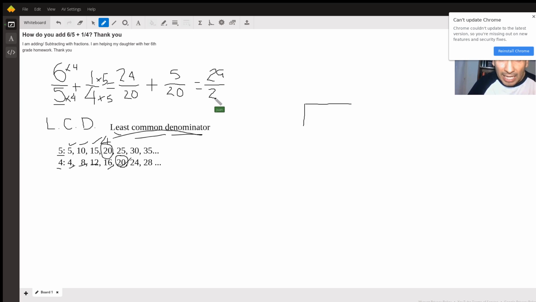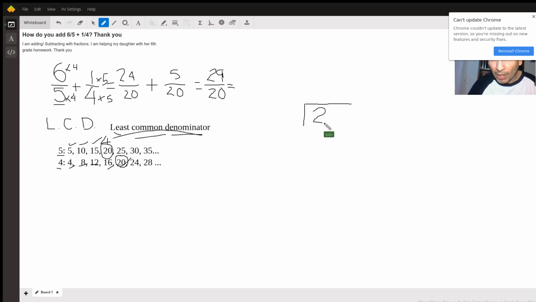Now that you have a common denominator, you can add 24 plus 5 equals 29, and 20 stays the same. The answer is 29 out of 20. Is this the right answer? Yes. Is this your best answer? No. You can find a mixed number since this is a what? An improper fraction. How do you do this?